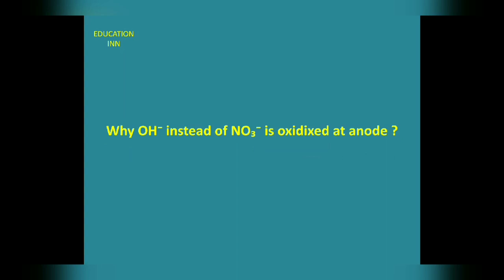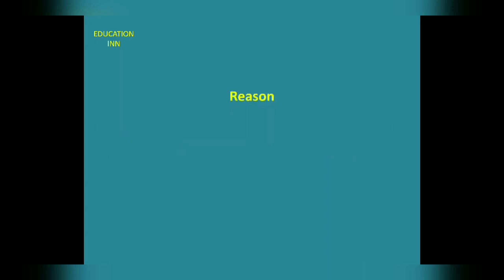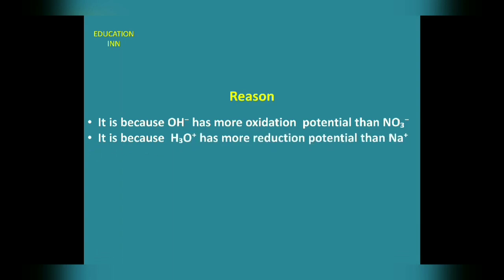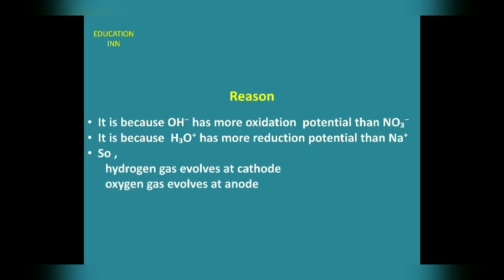Why is hydroxyl instead of nitrate ion oxidized at anode? You can see here that both hydroxyl and nitrate have negative charge and can be attracted by anode, but only hydroxyl ion is oxidized. Same is the case with hydronium and sodium. Both sodium and hydronium ion have positive charge and cathode has negative charge, but only hydronium ion is attracted by cathode. Reason? It is because hydroxyl ion has more oxidation potential than nitrate. It means that hydroxyl has more ability to lose electrons than nitrate, and hydronium ion has more reduction potential than sodium. Hydronium ion has more ability to gain electrons than sodium metal. So therefore, hydrogen gas evolves at cathode and oxygen gas evolves at anode.